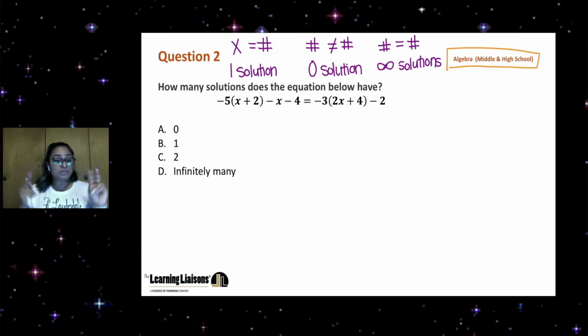If you have two numbers that are not equal, like 7 is equal to 9, well, they can't be correct because 7 is not equal to 9. You have 0 solutions. And if you have a number that is equal to itself on the other side, you will have infinitely many solutions. So you have to know this in order to answer the question, essentially, because you need to know if you have 1, 0, 2, or infinitely many solutions.